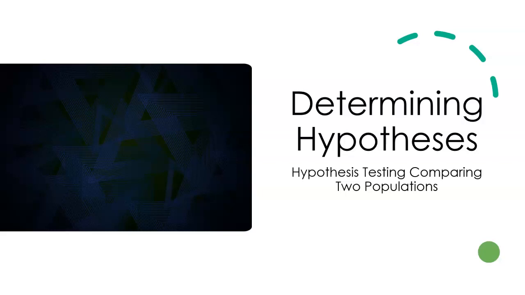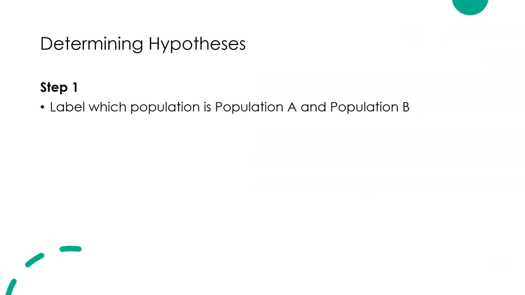One of the hardest parts about hypothesis testing is figuring out your hypotheses. And it gets even trickier when we're doing hypothesis testing comparing multiple populations. So let's break it down step by step. So step one, just label which population is which.